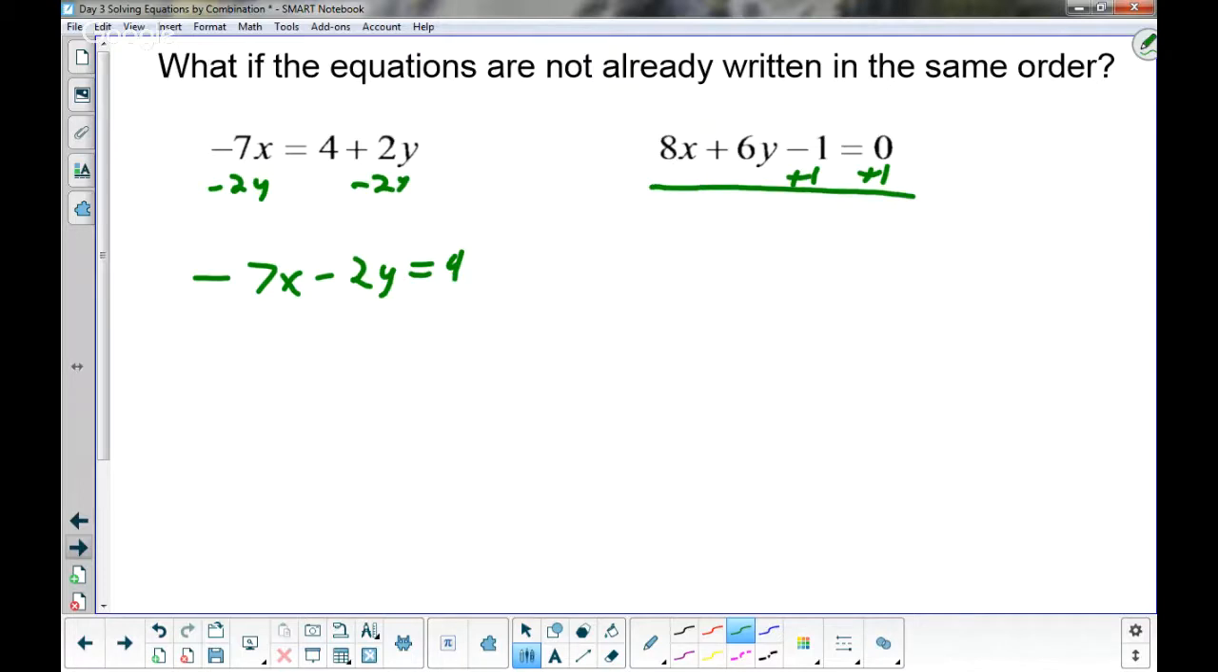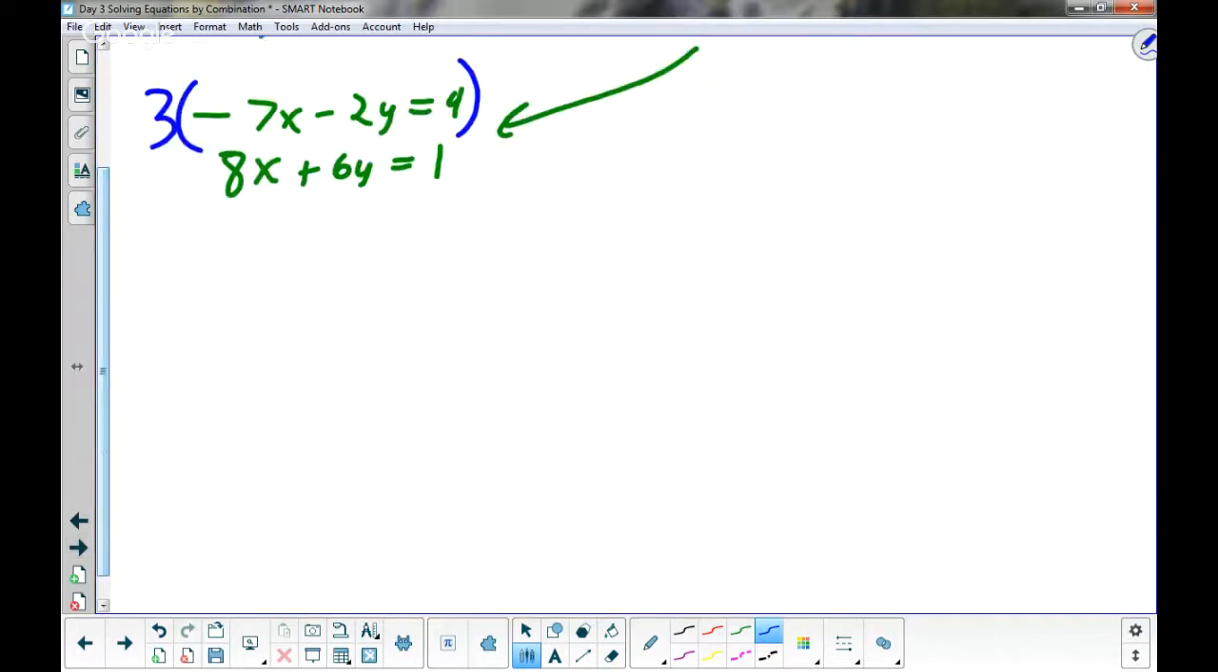And so I'm just going to go ahead and take this and move it over here and give me 8x plus 6y equals 1. And what we'll notice here is that, again, we can choose either x or y's, but I'm thinking y's are the best one because negative 2 goes into 6 pretty quickly. I'm going to multiply the top one by 3. So negative 21x minus 6y equals 12. 8x plus 6y equals 1.